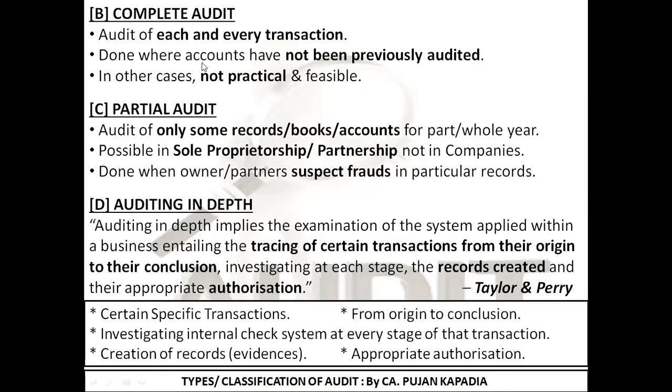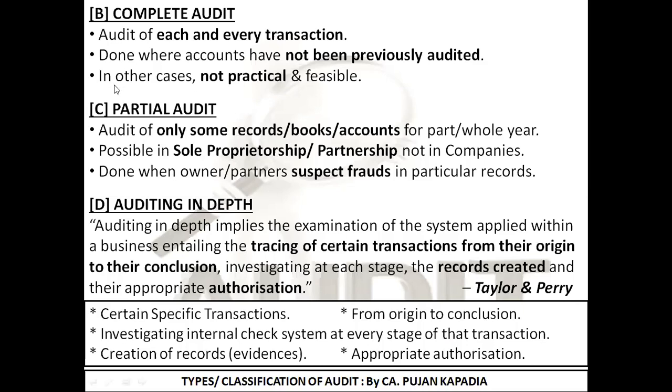Second was complete audit. It means each and every transaction is being totally verified. This is advisable when you are auditing the set of books of accounts for the very first time, because practically it is not possible that you are going to verify each and every transaction in detail. So where is it advisable? It is advisable only when you are going to audit the books of accounts for the first time.